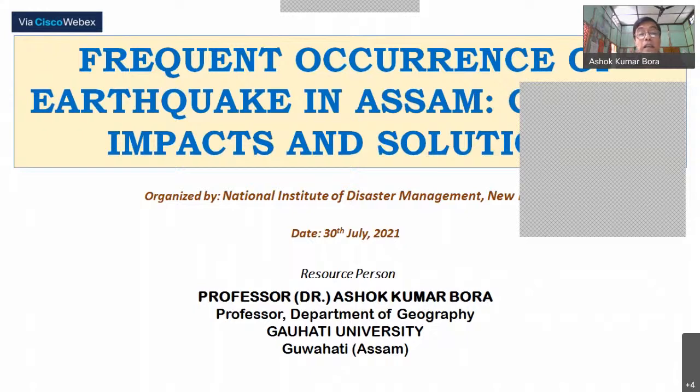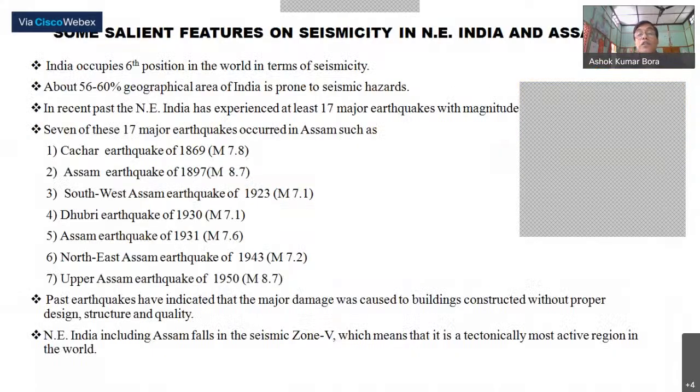So there are certain salient features of seismicity in Northeast India and Assam. India, in terms of seismicity, occupies 6th position in the world, and about 50 to 60% of the geographical area in India is prone to seismic hazards. Out of the entire seismicity-prone area, about 60% comes under moderate seismic intensity.